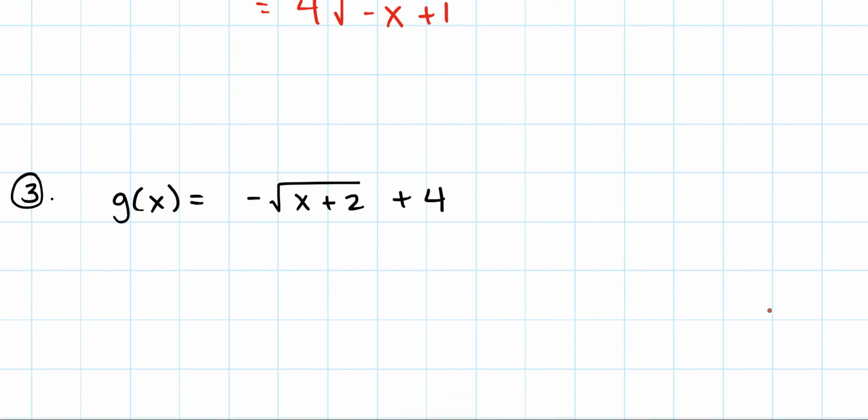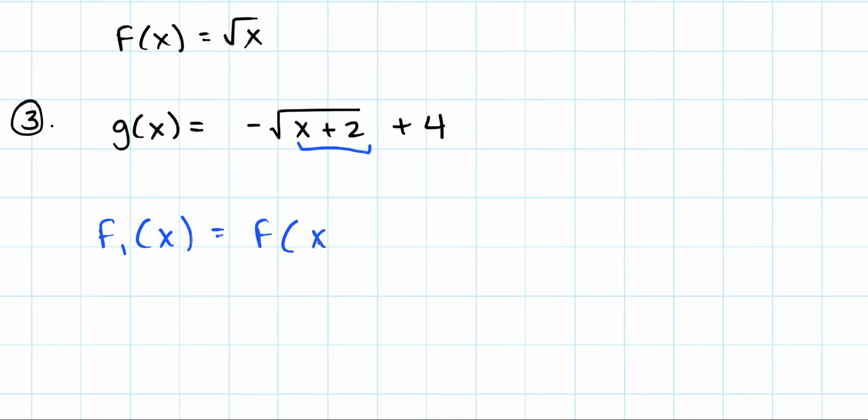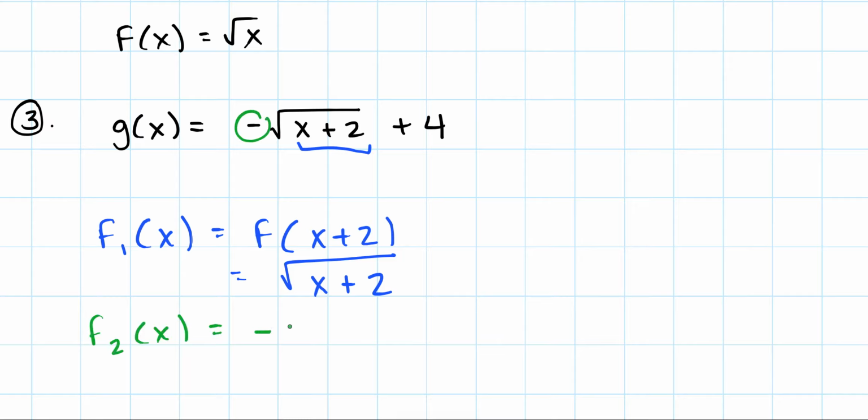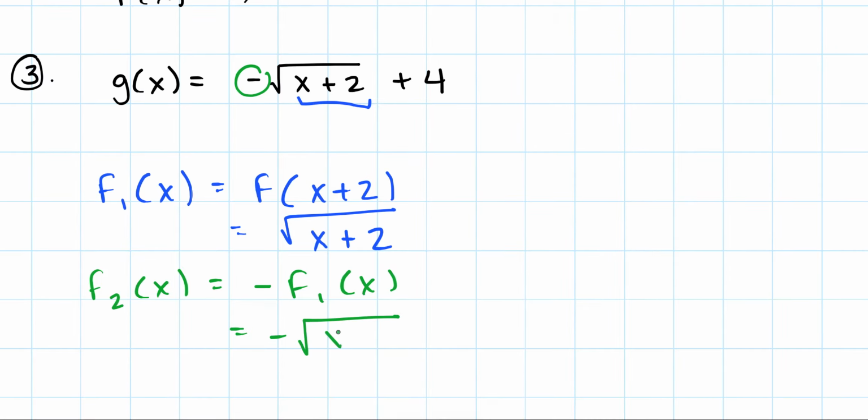Okay, let's move on. Let's try this one. Now remember, our original function is the square root of x. So let's take the square root of x and make it look like g of x. The first thing I'm going to do, let's take care of what's inside. So I'm going to take f and I'm going to plug in x plus 2. So that will give me the square root of x plus 2. My next step, I'm going to take care of this negative. So I'm going to say f2 of x is negative f1 of x. And that will be negative square root x plus 2.